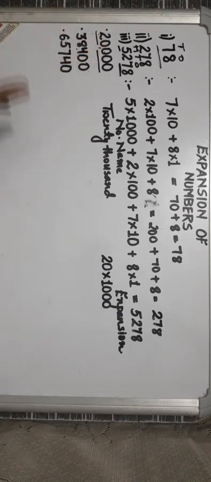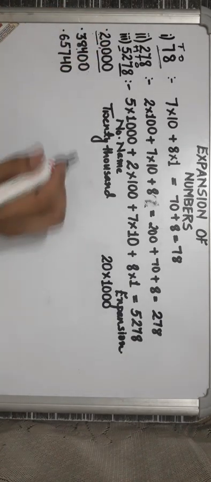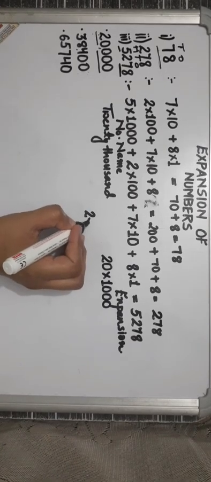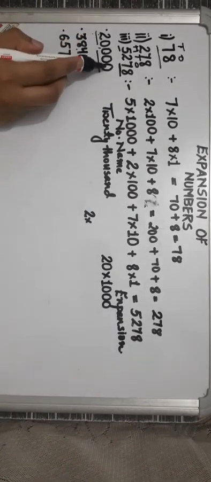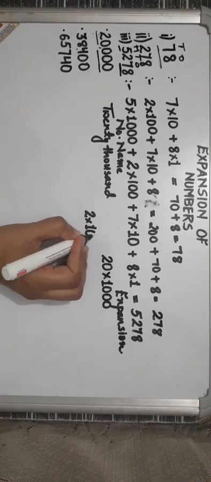But for you I will do it and show. Look, 2 into 1, 2, 3, 4. So 10,000.